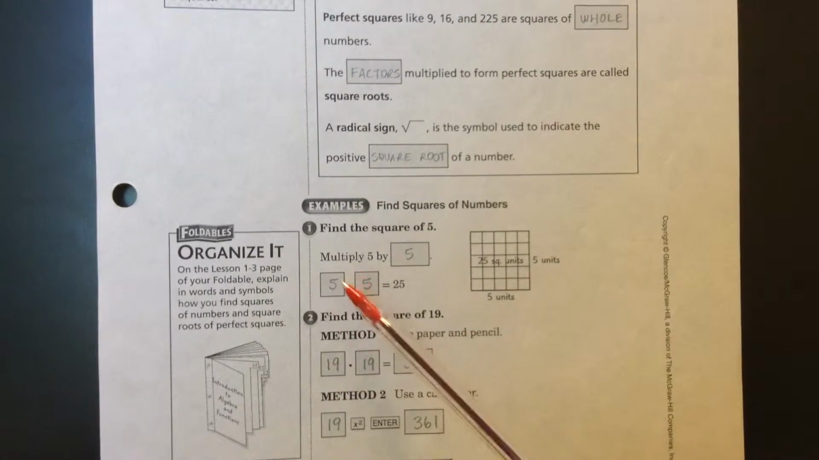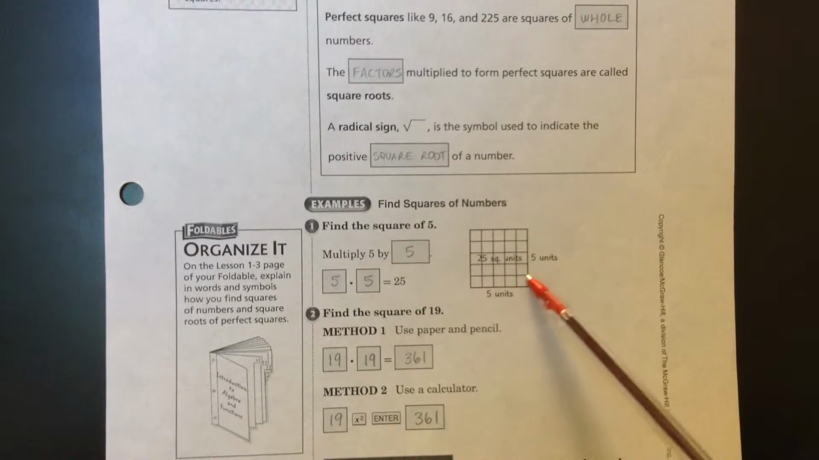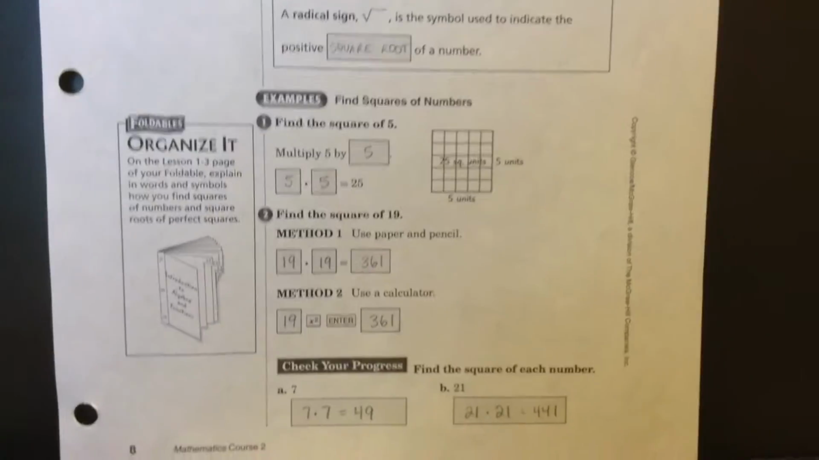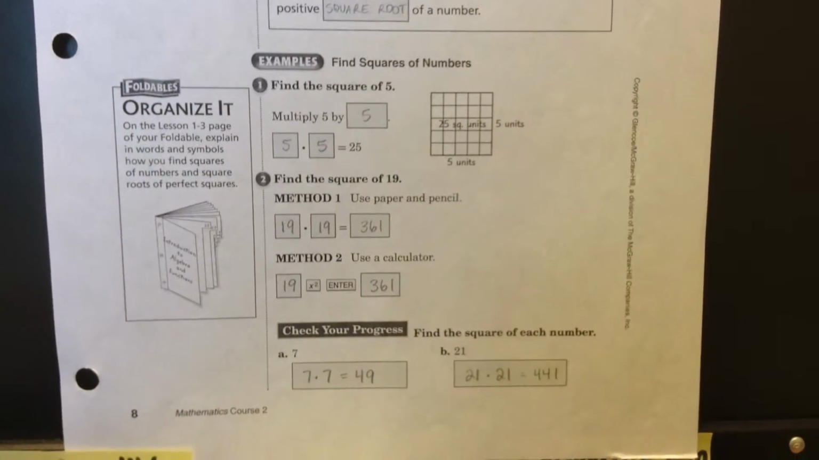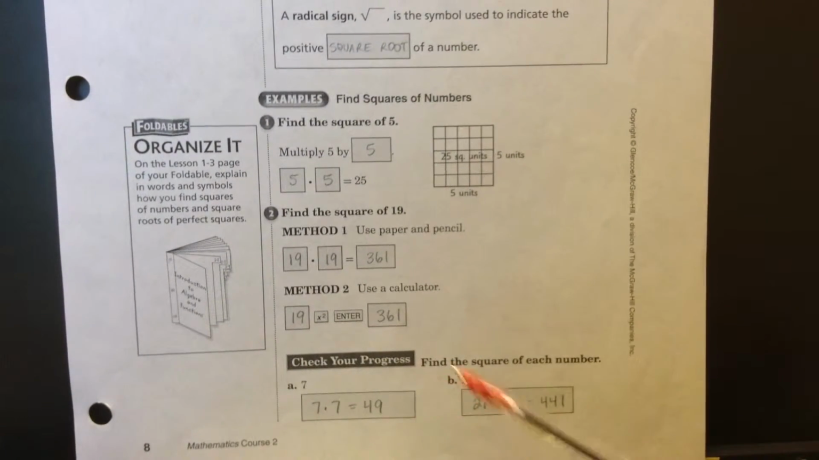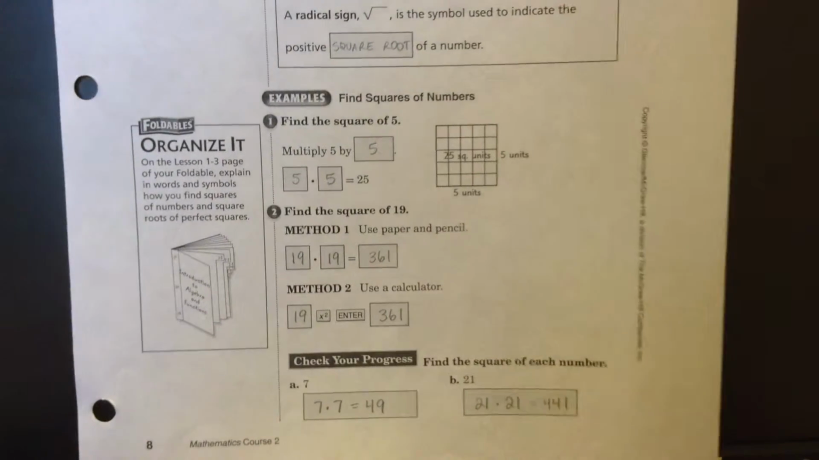So we're going to multiply 5 times 5, which would equal 25. And this is showing you this is 25 square units. Down on letter A, 7 times 7 is squaring the number 7, and that would equal 49. And then to find the square of 21, you're going to go 21 times 21, and that equals 441.